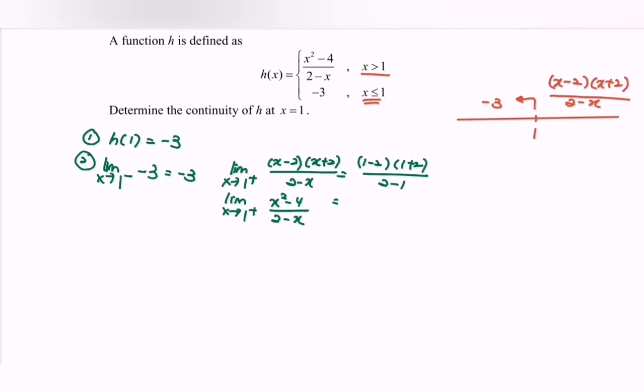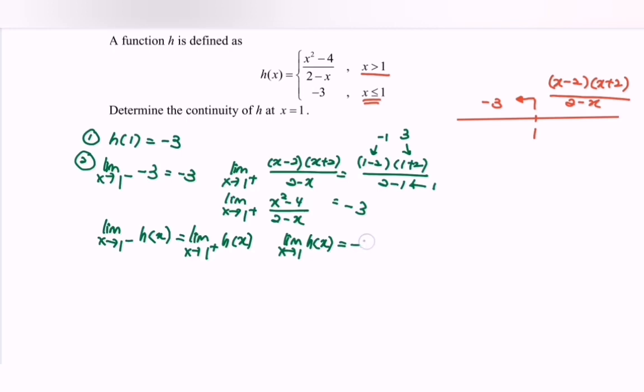The value of y will be, so here we will have the negative 1, here we will have the 3. So here we will have the 1. So the value of y will be approaching negative 3. So limit when x approaching 1 from the left for the function h(x), which is equal to limit when x approaching 1 from the right for the function h(x). So we can say limit when x approaching 1 for the function h(x) is approaching the value of y, negative 3, and the limit exists.